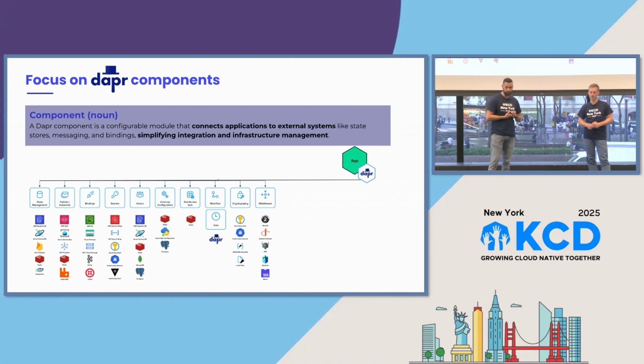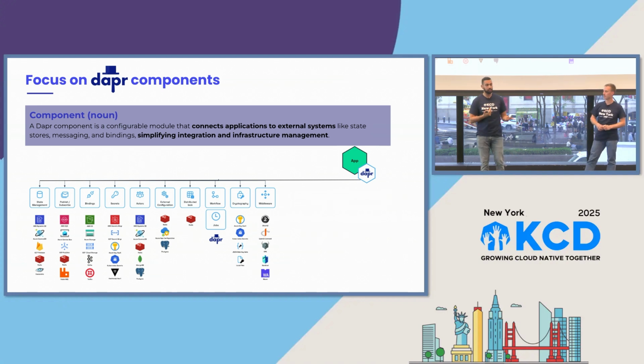As you can see here, the definition of a component simply is an entity in Dapr that connects application to external system, which has for goal to simplify the management and the integration of the different microservices in between. So we've got multiple types of components, as you can see here, and you can initialize one or multiple components, even of the same type of component.